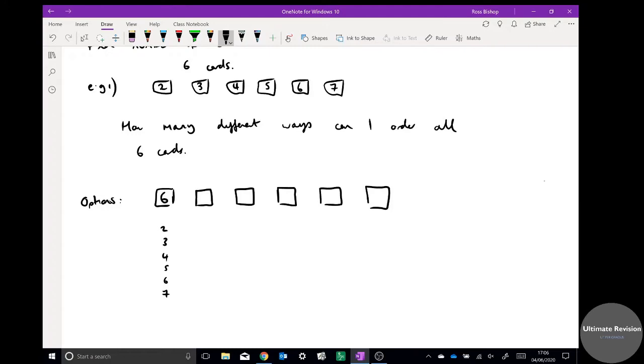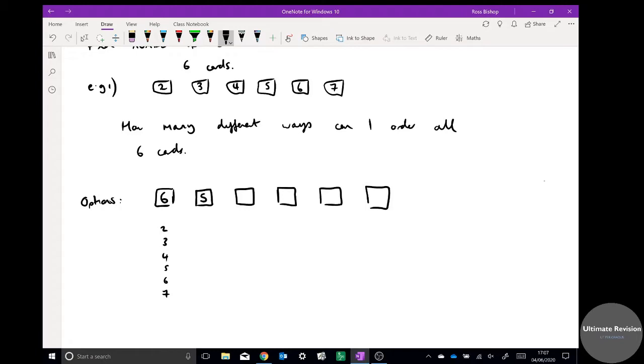Now in the second placeholder, I've already used one of the cards. It doesn't matter which one I use, but I'm only going to have 5 options left, because I'm going to use one of them. Imagine I'd used the 2. I would have had 3, 4, 5, 6, 7. I would only have 5 choices.